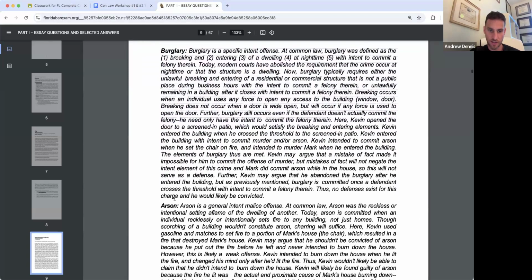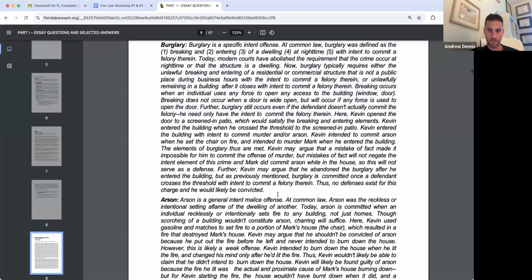All right, what about arson? Arson is a general intent malice offense. At common law, arson was recklessly or intentionally setting fire to the dwelling of another. Today, arson is committed when an individual recklessly or intentionally sets fire to any building, not just homes. Though scorching of a building wouldn't constitute arson, charring will suffice. Right, just a nice little charring.